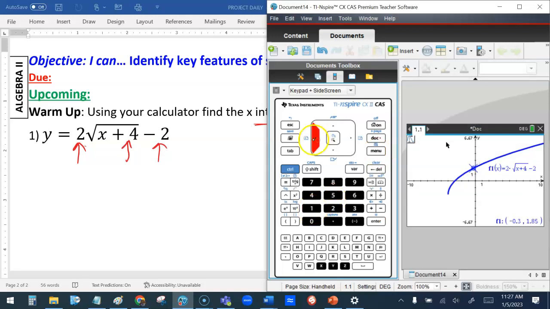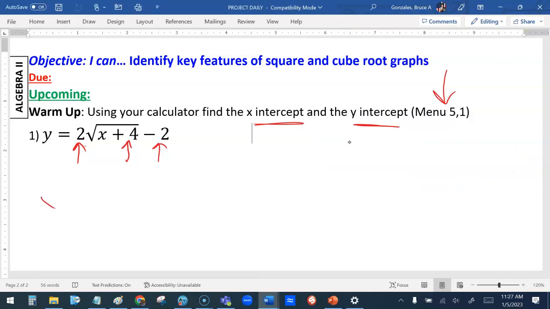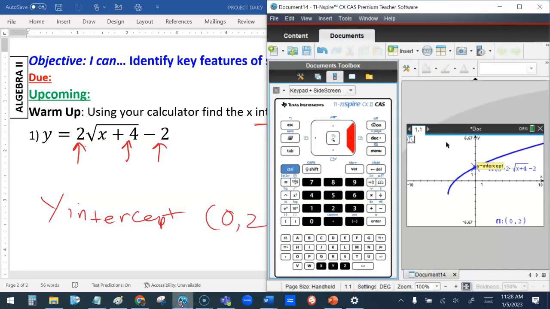When you go left and right, it's going to usually pop up with the name of it. So you see in yellow, it tells me that's the y-intercept at 0, 2. So the y-intercept is at 0, 2. And then if I just go to the left and trace it, I can get the x-intercept.